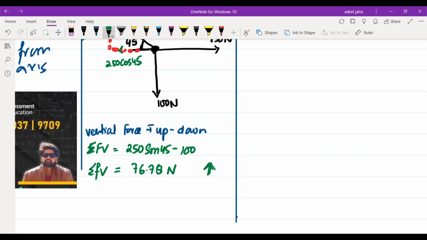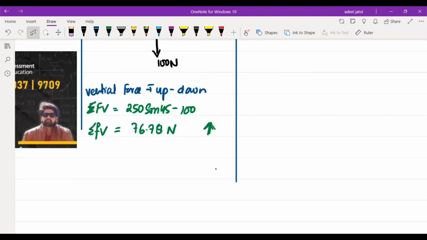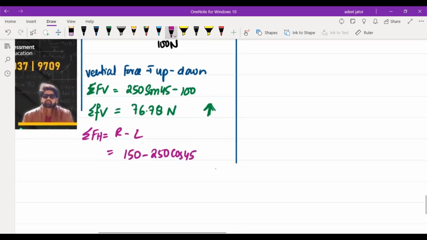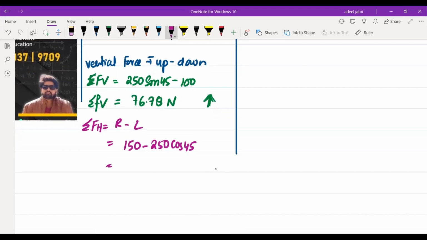Similarly, let's work upon the horizontal force. Your horizontal force will be right minus left. So your right force is 150 and your left force is 250 cos 45. And this should be negative 26.78. So that means it is acting on the left hand side, since the right force is less. So this is summation of FH.